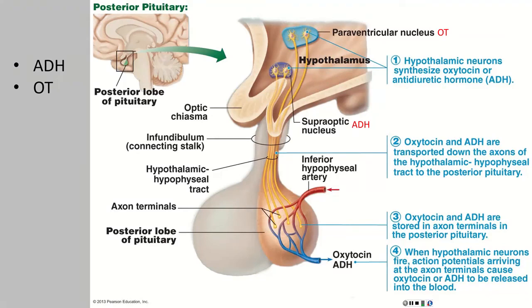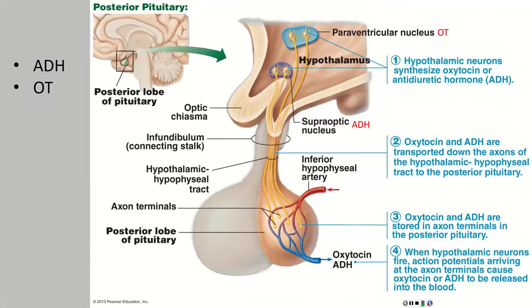Both of these are posterior pituitary hormones, but there's going to be something very important with both of these two hormones, ADH and oxytocin, that is completely different from every other hormone that we will talk about. These hormones are released from one gland, the posterior pituitary, but they were actually made in another gland. They were made in the hypothalamus.